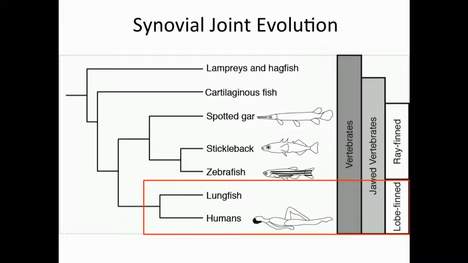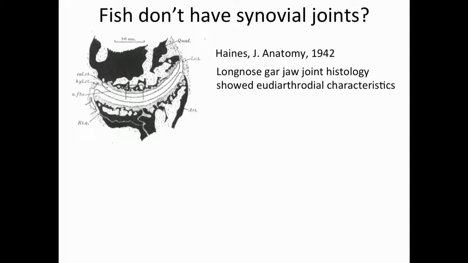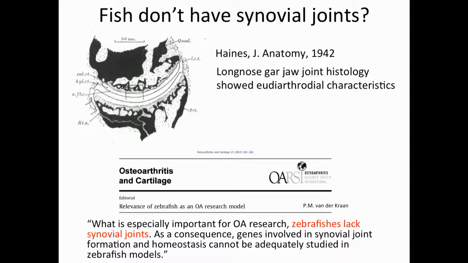But then if we look back in the literature at some reports from the 1940s from Haynes, when just looking at histology, he found synovial characteristics present in the jaw joint of the long-nosed gar, a ray-finned fish. But then even up to a couple of years ago, we have editorials saying things like zebrafish lack synovial joints, so we can't use them to study joint development or arthritis.